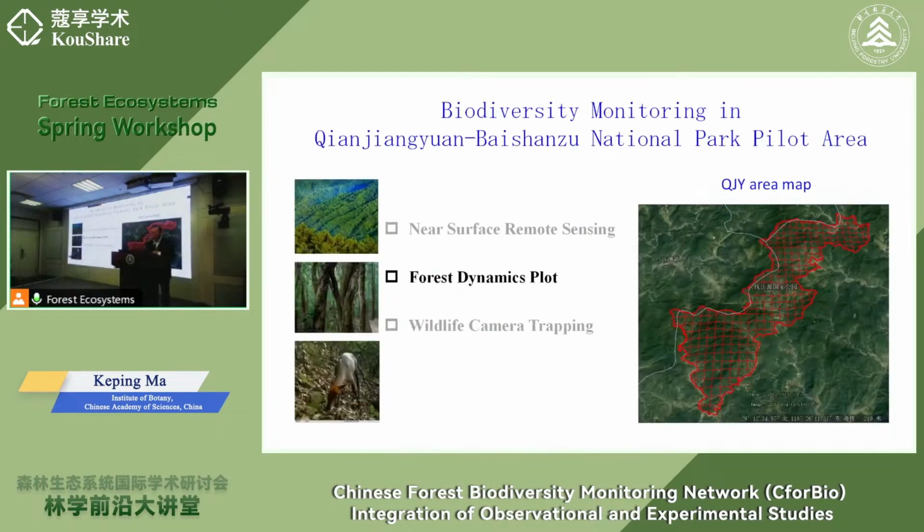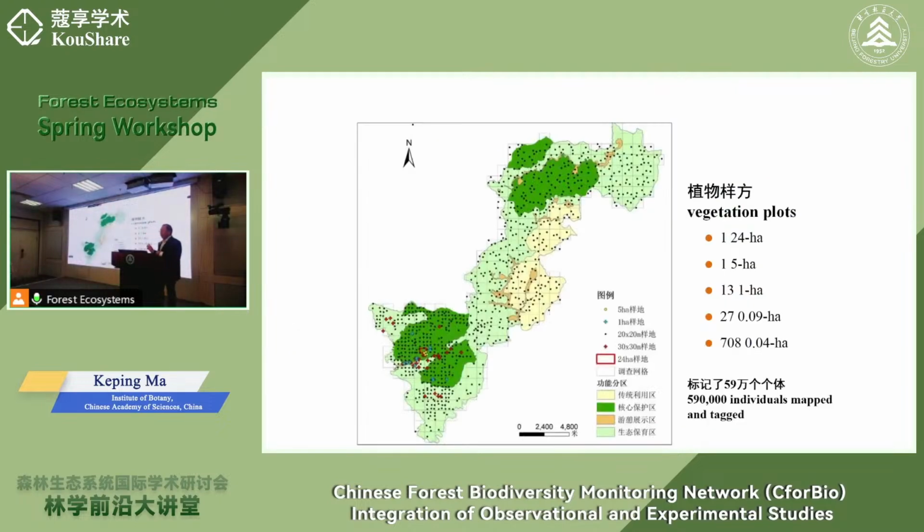And we also set up different sizes of forest dynamic plots in the protected areas. Totally, we have set up more than 700 plots in the protected areas. And 252 square kilometers means per square kilometer, we have around 3 such plots on average.